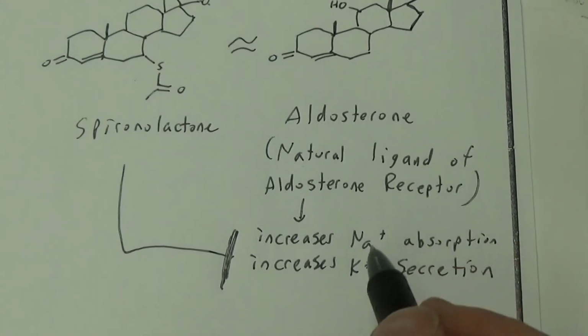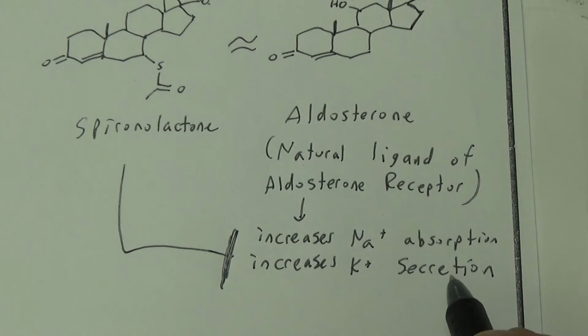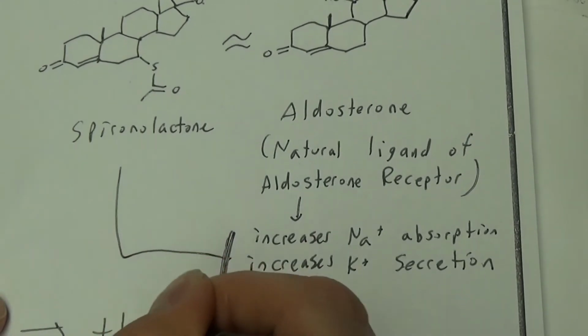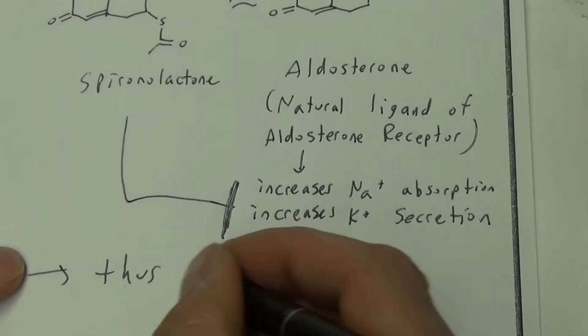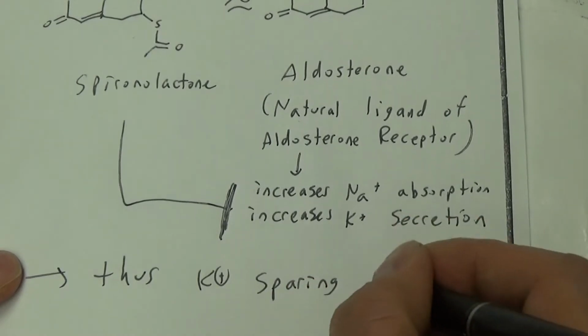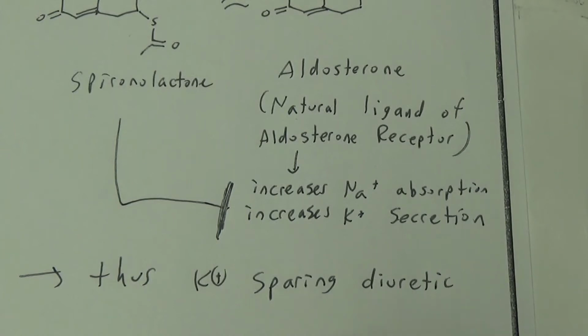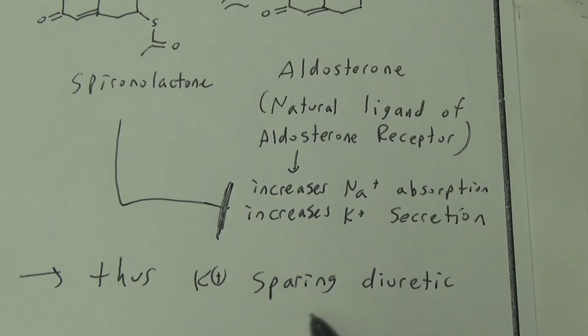The net effect is that sodium is secreted and potassium is preserved, and thus it's a potassium-sparing diuretic, which is pretty cool. It's nice that this mechanism is pretty well characterized. The net effect is more fluid is excreted, but potassium is spared. Okay.